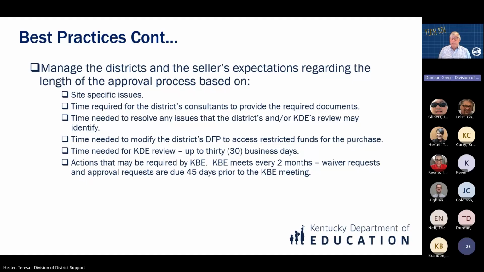Again, we have up to 30 business days to review, and there may be actions required by KBE, which only meets every 2 months. Waiver requests and approval requests are due 45 days before the KBE meetings. This can significantly impact the time for approval. Next slide, please.